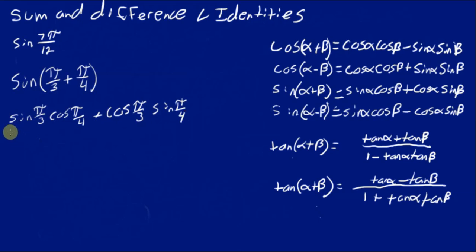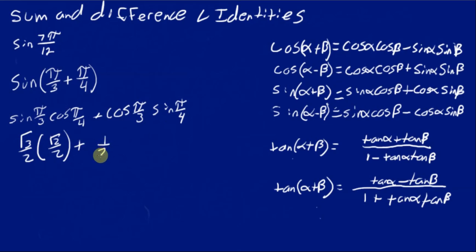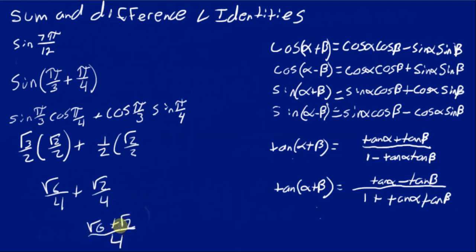So sine of pi over 3, that's a 60 degree. So that's my y value on a 60 degree, which is going to give me a root 3 over 2, times cosine of pi over 4, that's going to be a root 2 over 2, plus the cosine of pi over 3. The cosine is the x value, so that's going to be 1/2 times the sine of pi over 4, which is going to be a root 2 over 2. So multiply these together. We got root 6 over 4 plus root 2 over 4. And that's going to give me root 6 plus root 2 all over 4.